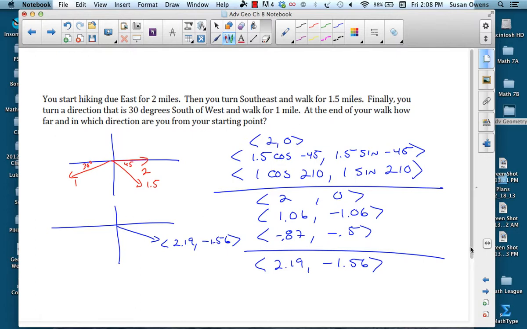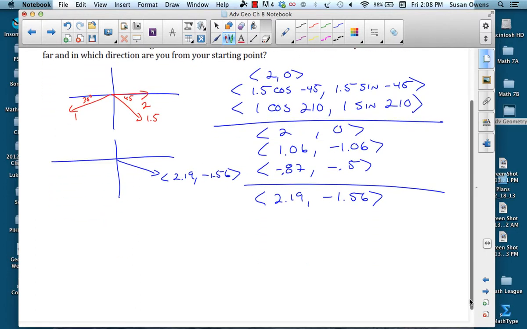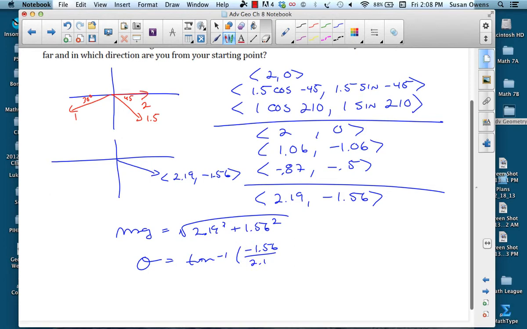Okay, now find the magnitude and the direction for me. The magnitude is just going to be the Pythagorean theorem on 2.19 squared and 1.56 squared. And the angle is going to be the inverse tangent of negative 1.56 over 2.19. The sign is not as important because it's north, south, east, west. I can figure out that it is south of east.